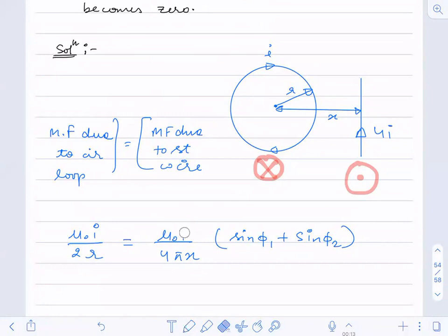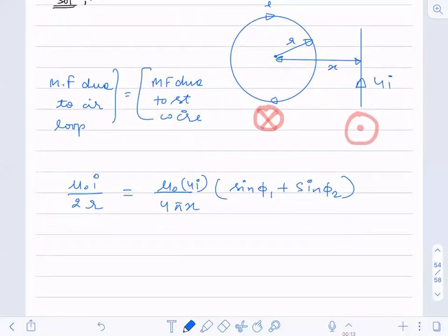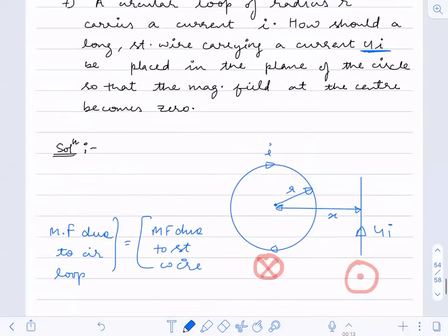4I. The current over here is 4I. Okay. Now, what is the value of phi 1 and phi 2? Can you tell me what will be the values of phi 1 and phi 2? See here.